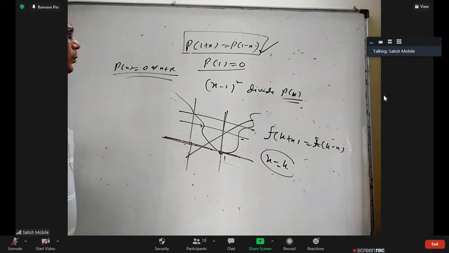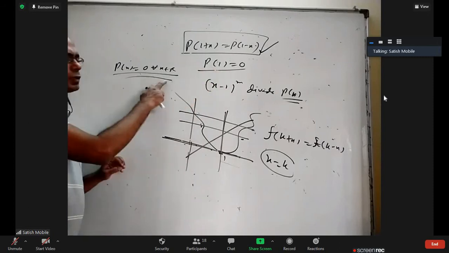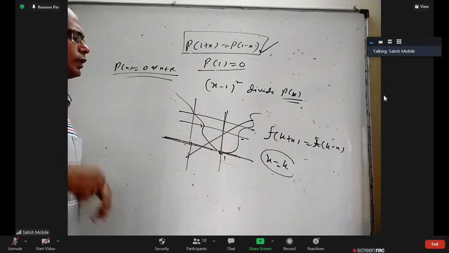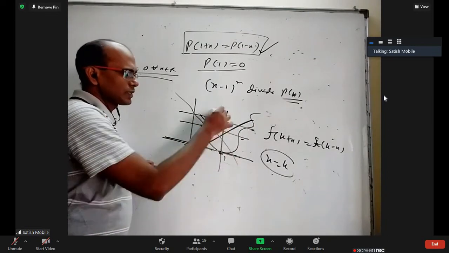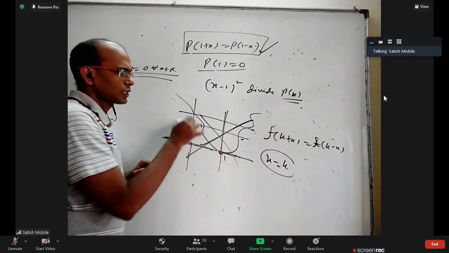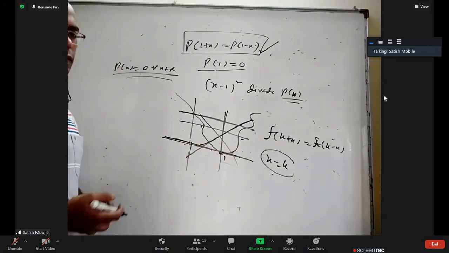Second thing is p of 1 is 0. So a constant polynomial is possible, but in the question they want a non-zero polynomial. Next, linear is not possible because any slant line cannot be symmetrical about a vertical line. It has to be a horizontal line, then it has to be constant again. So we don't have any slant line.